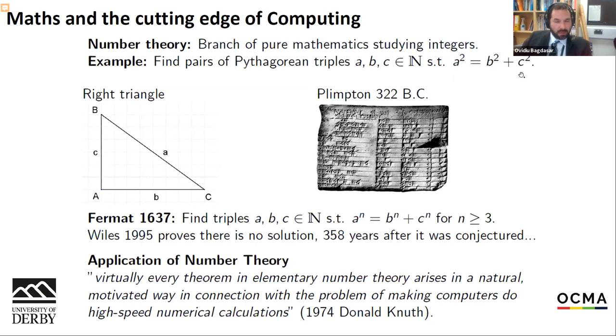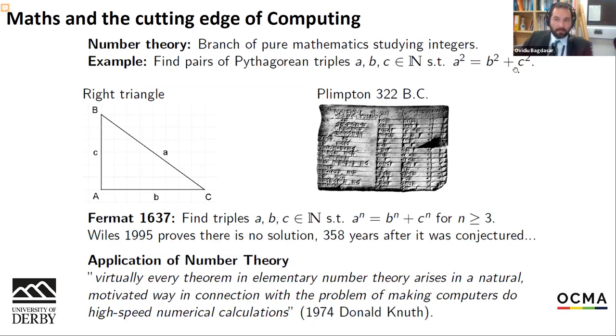However, we can easily show that there are infinitely many solutions. Some of them were written in cuneiform writing on Plimpton's tablet. Also in ancient Greece, ancient Greeks were able to find all the solutions to this quadratic equation in integers. So this is called a Diophantine equation if it has integer solutions.